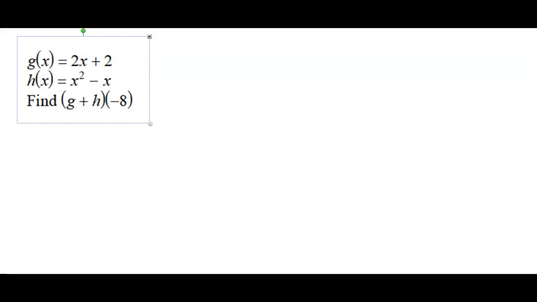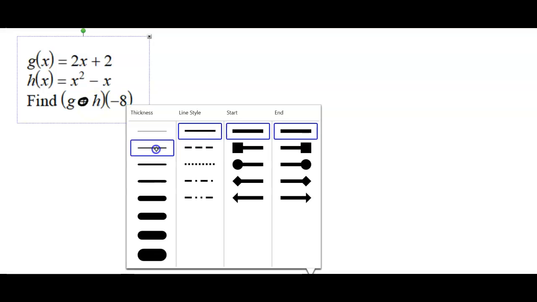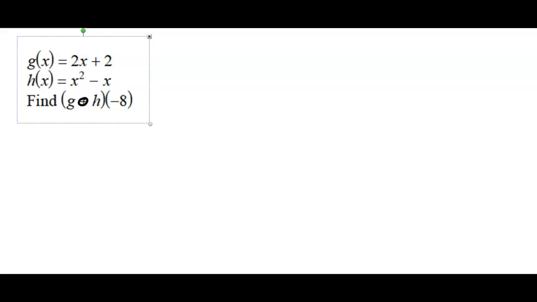Then sometimes they give you a number that you want to substitute here. We're going to change this to an open circle here, composition. Sorry about that. Okay, so g of h of negative 8. There are multiple ways to do these, but this is the way most students lean towards. So take your composition and write it as g of h of negative 8.